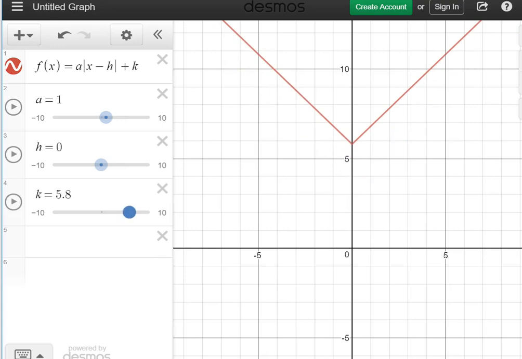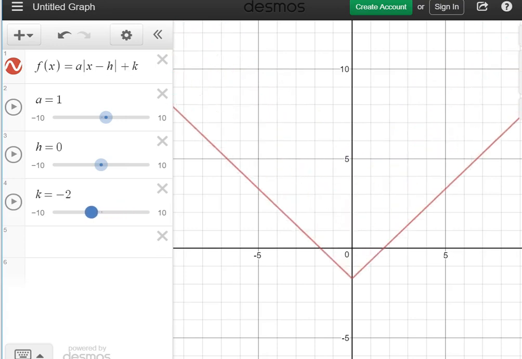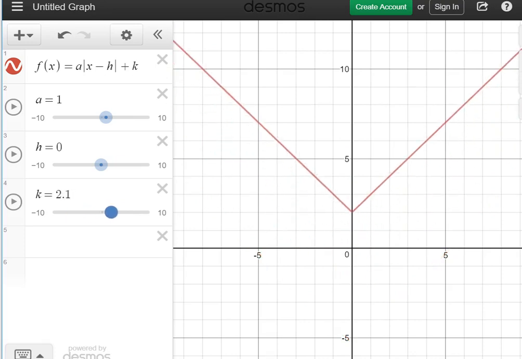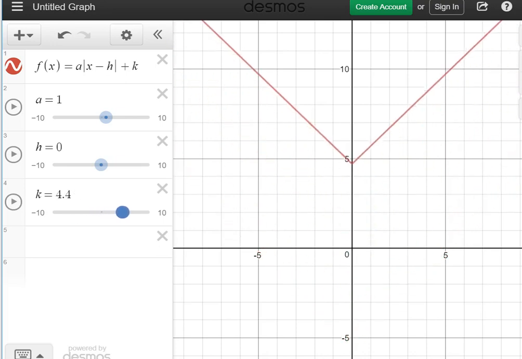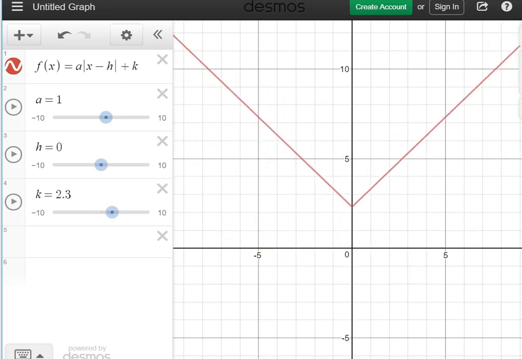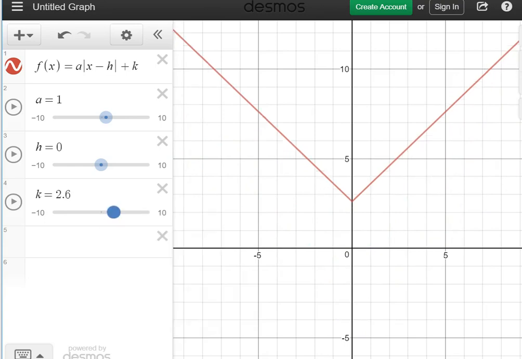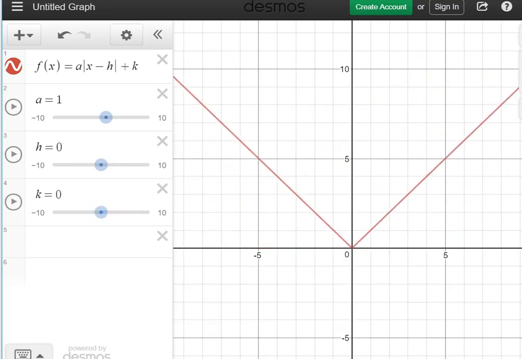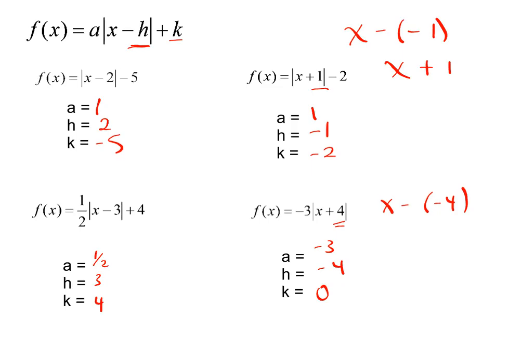Well, when k is 5.8, it's been moved up 5.8. When k is -5.3, it's been moved down 5.3. So it seems that k makes our graph translate vertically. It doesn't change its shape in any way, it just changes where that vertex is. And when k is positive, it moves it up, and when k is negative, it moves us down. So when we look back at this page, k is our vertical movement. It moves us up when k is positive and down when k is negative.